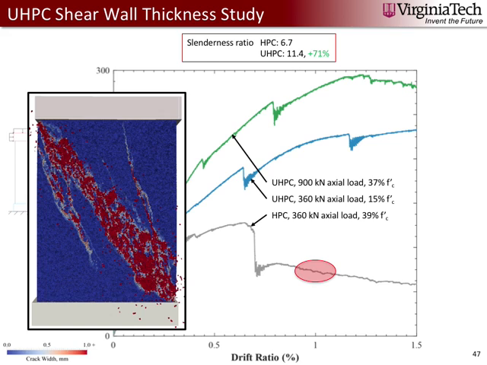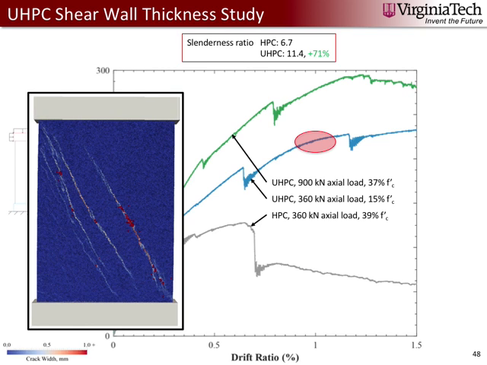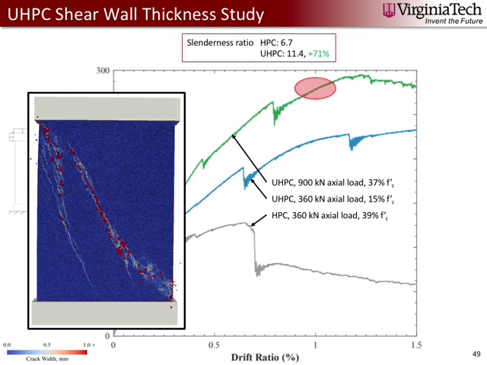So I'd like for you to take a look at the cracking in the walls at equal drift ratios, in this case 1%. This is for the HPC section. You can see all the diagonal cracking that's developed in this specimen. For the UHPC specimen with equal axial load, and for the UHPC section with the greatest amount of axial load. And we can see some changes in the inclination of these cracks due to the principal stress planes changing with this increased axial load. Let me back up and show that effect again.